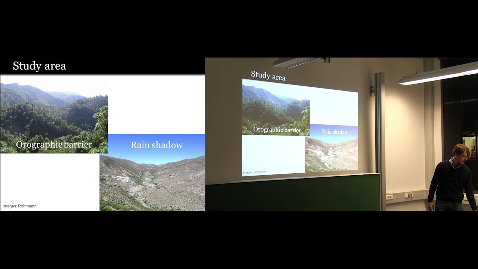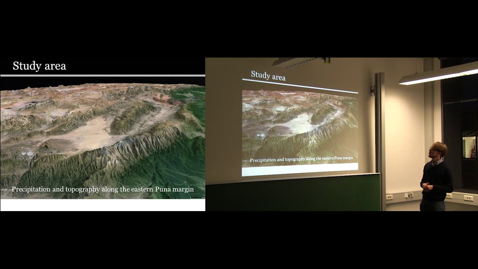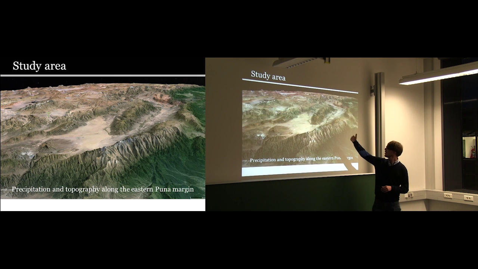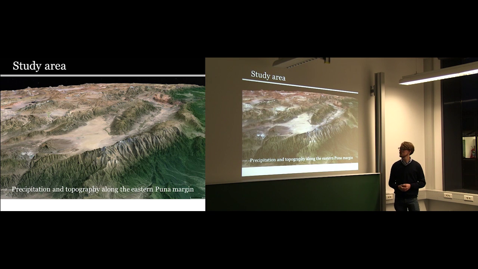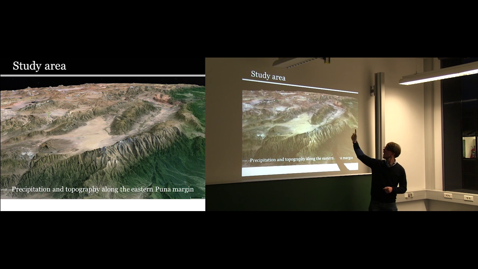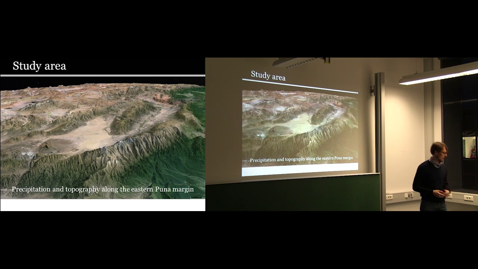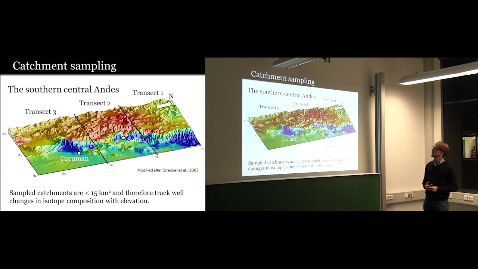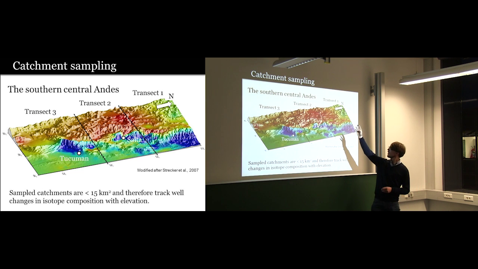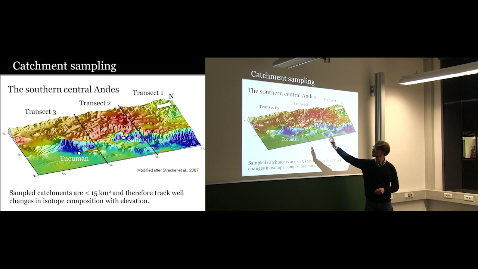This is again shown very nicely on this image, where you have these really greenish colors on this side, which represent the Yunga-type vegetation, the so-called rainforest vegetation here in northwest Argentina. However, the backside, as you can see, is quite arid. So we sampled along these three transects: this is our transect 1, this is transect 2, and transect 3.